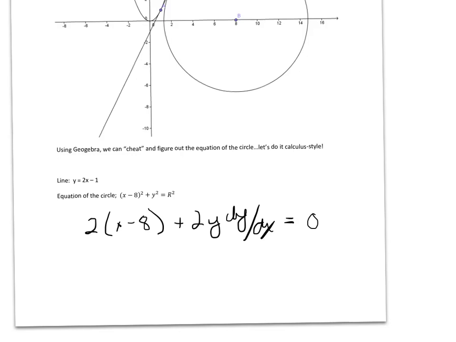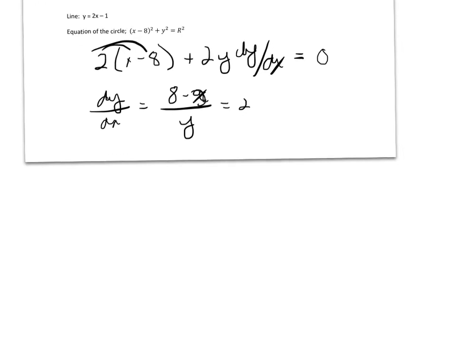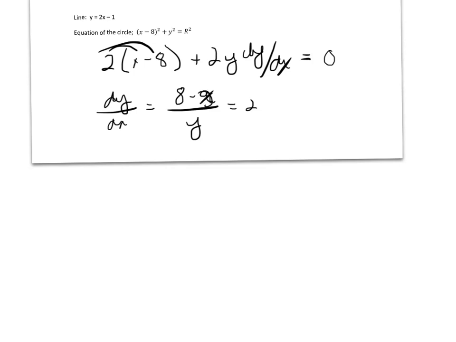So now getting the derivative of this by distributing the 2 to the x and the 8, and then getting it to the other side and dividing by 2y gives us dy/dx equal to, this all simplifies out to be, (8 minus x) over y. So we want to know when that derivative is going to be 2, because that is where the line is going to intersect. So moving this down a little bit.